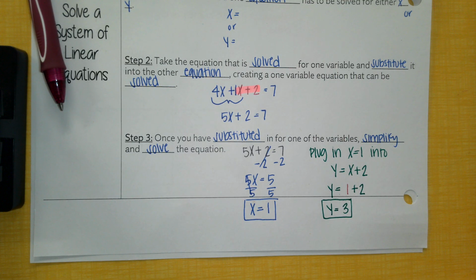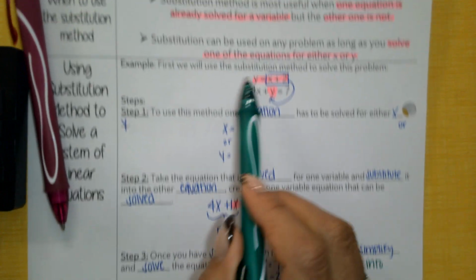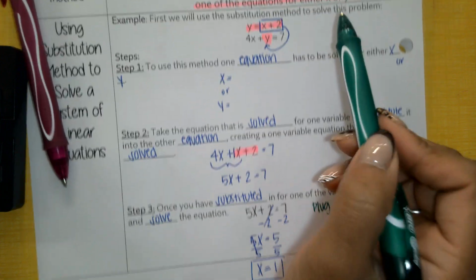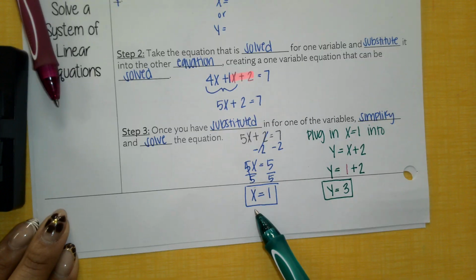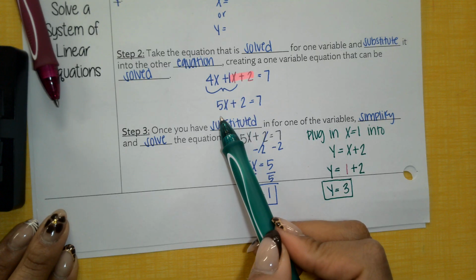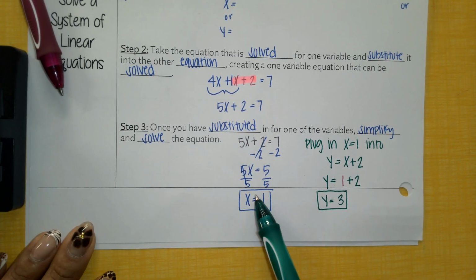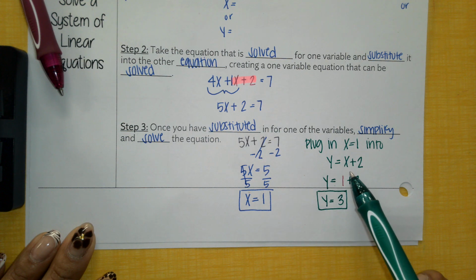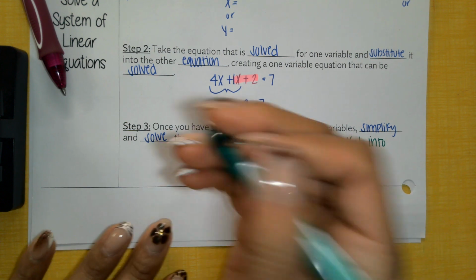So again, we started off by deciding which of my equations is solved for x or y. Now that I saw that y is solved for, I replaced the y in the second equation with x plus 2, simplified it, and solved for x, because that's the only variable that I had to solve for. Once I have x solved, I use y equals x plus 2 to solve for y and just plug in 1 for x. And now I have my final answer.